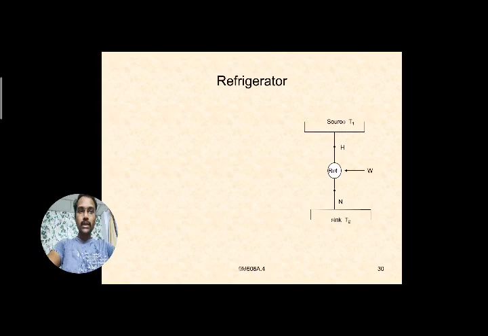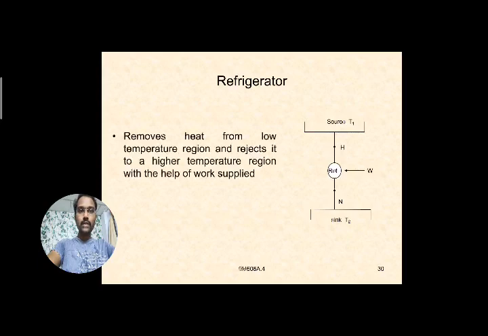Again, the source is at temperature T1 and the sink is at temperature T2, and work is supplied to the refrigerator. Here there's a refrigerator at the center, with the same terminology, N and H. See here, the refrigerator removes heat from the low temperature region. It means the sink will become like a cool chamber.